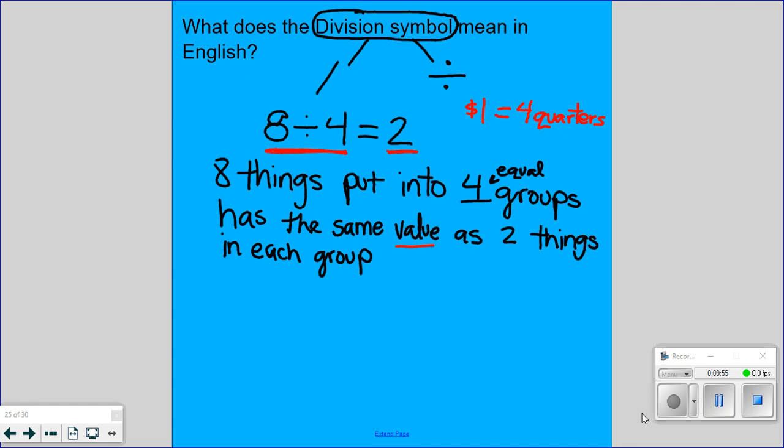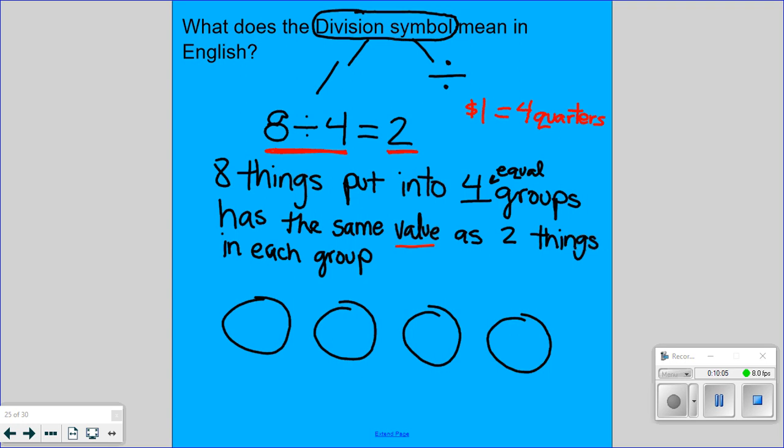So what I'm going to do, and you can do this kind of imaginary, is I'm going to draw 4 circles. You can do imaginary circles on your desk. And then I'm going to start putting my counters in each circle. One in here, one in here, one in here, one in here.